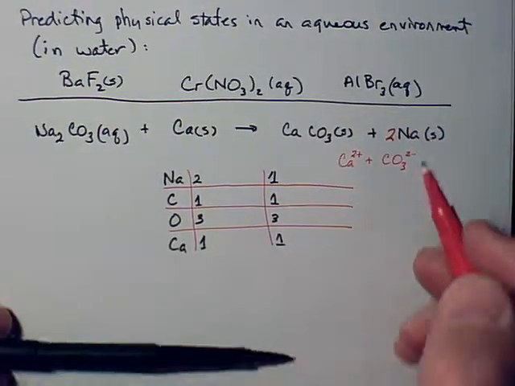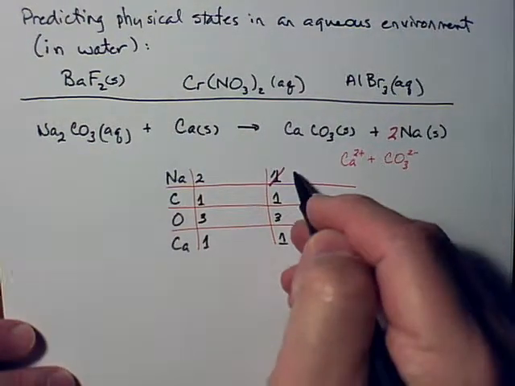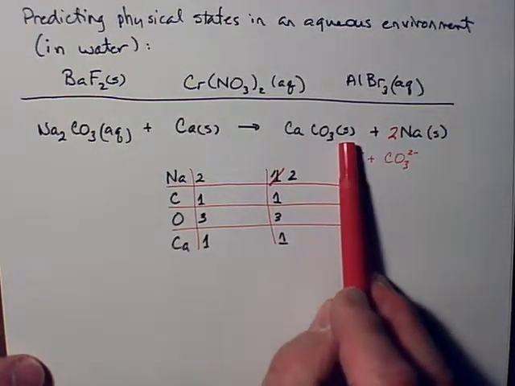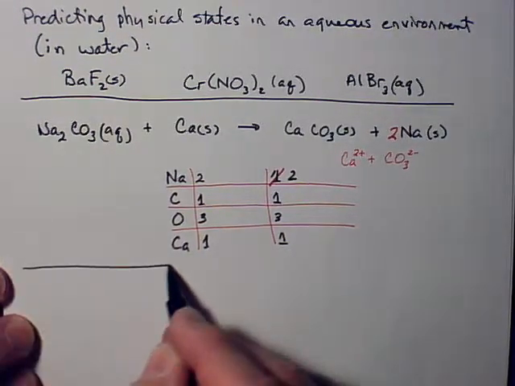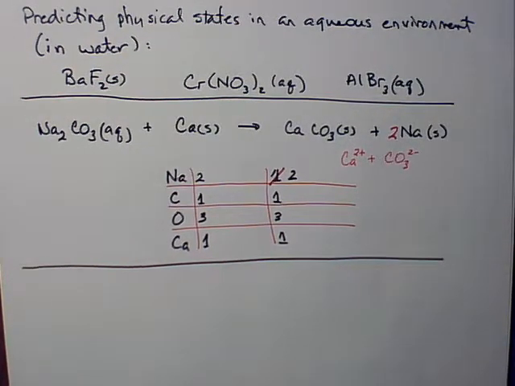In front. So you have a coefficient 2. You're going to change this over to a 2. Balancing is easy. The point of this was to have you practice with physical states. Now, physical states are going to be very important.